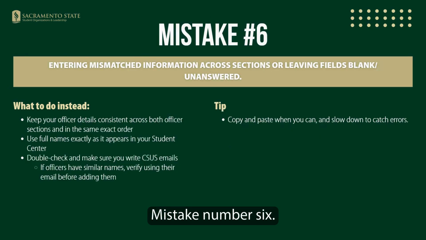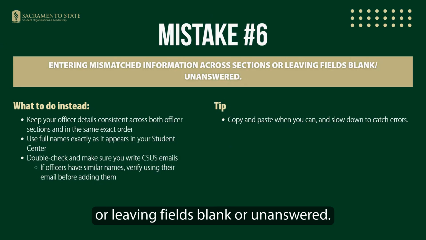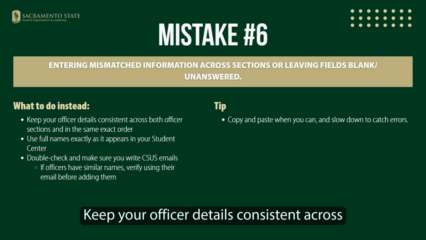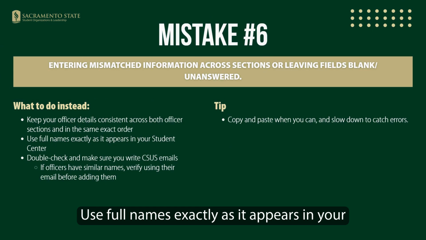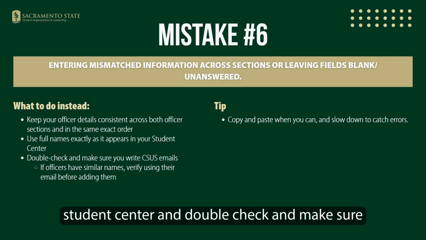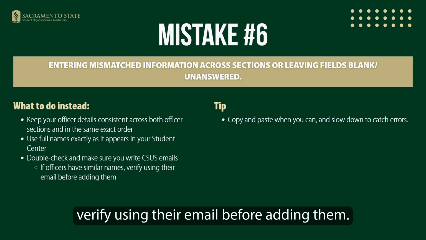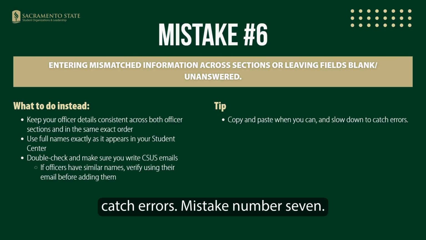Mistake number six: entering mismatched information across sections or leaving fields blank or unanswered. What to do instead? Keep your officer details consistent across both officer sections and in the same exact order. Use full names exactly as they appear in your student center, and double check and make sure you write CSUS emails. If officers have similar names, verify using their email before adding them. Copy and paste when you can, and slow down to catch errors.